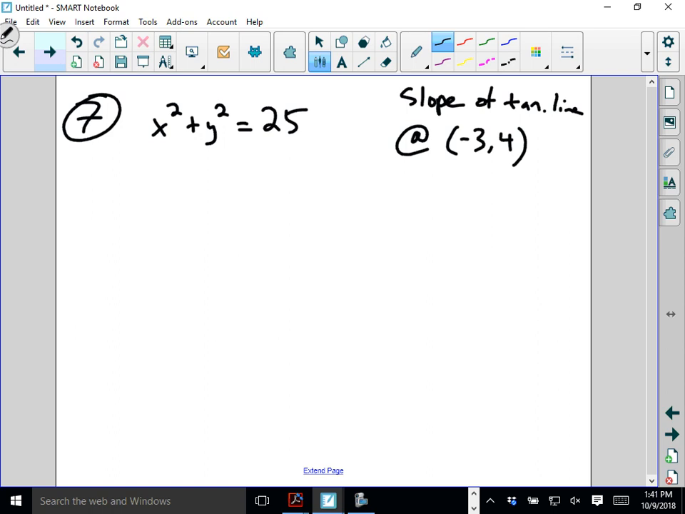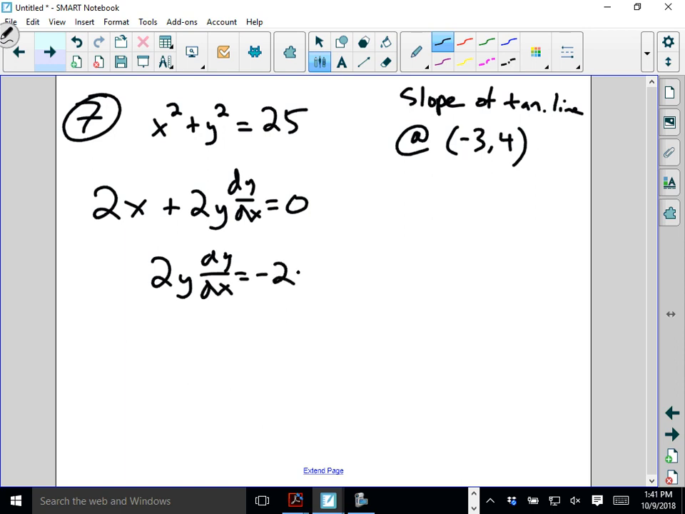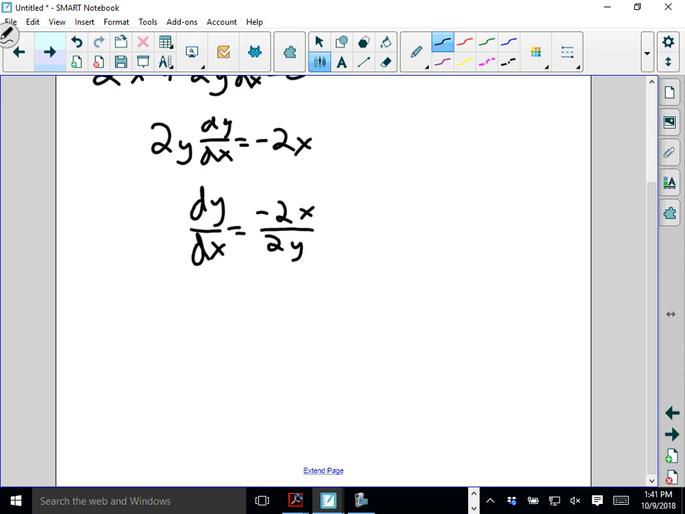So here's what we get. 2x plus 2y dy dx equals 0. No reorganizing to do, so I'm just going to start solving for dy dx. I'm going to get 2y dy dx equals negative 2x. I'm going to divide by 2y, and I'll get dy dx equals negative 2x over 2y. Both of those divide by 2, so I'm going to call it dy dx equals negative x over y. So that's dy dx. Very simple.